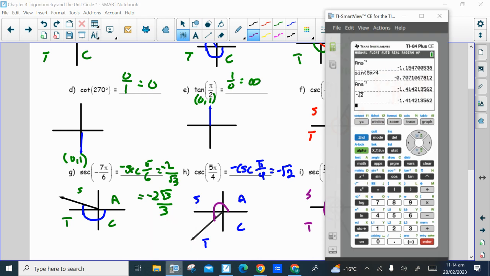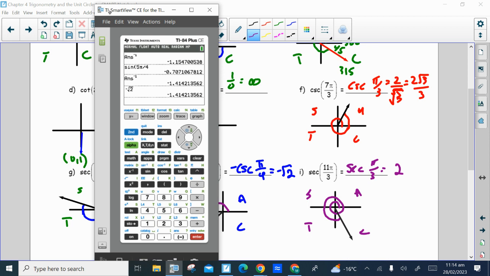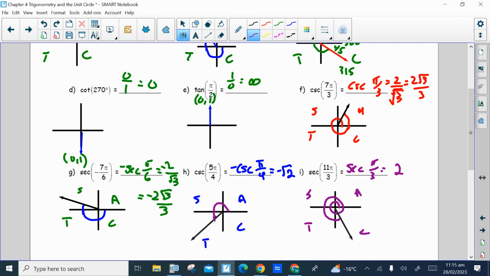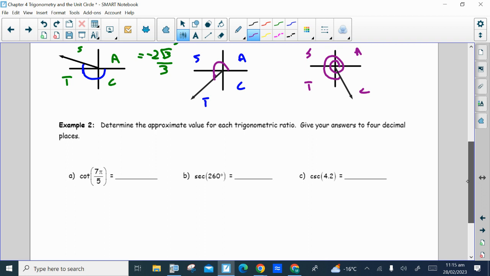If you do the cosine of 11 pi on 3, it gives us 0.5, but we need the reciprocal of that. X to the negative 1 gives us 2. So those were all exact values. If you want to determine an approximate value to 4 decimal places, you just use your calculator in the appropriate mode. So question A, cotan of 7 pi on 5.